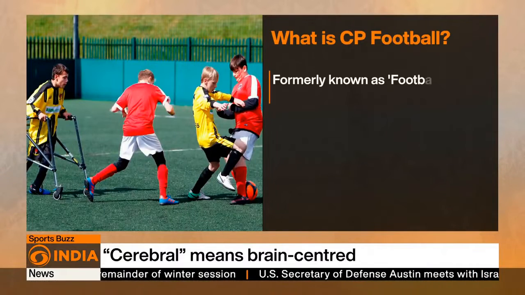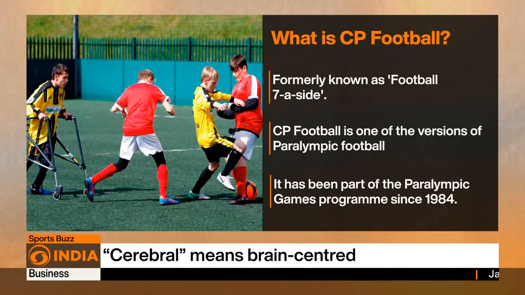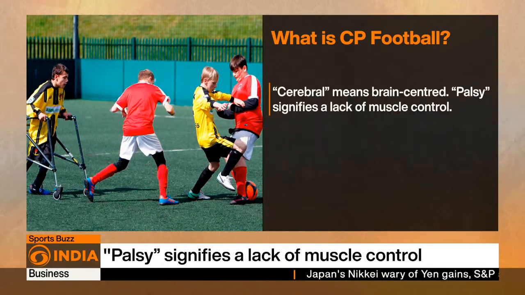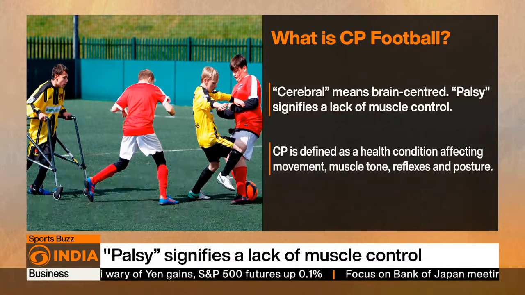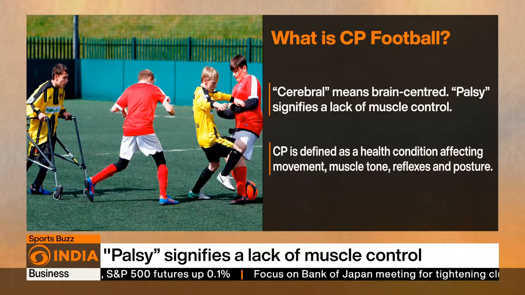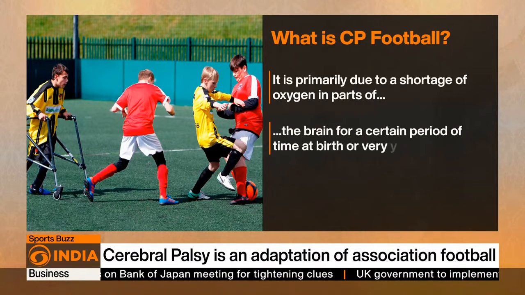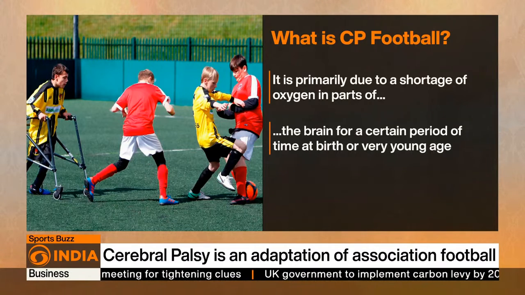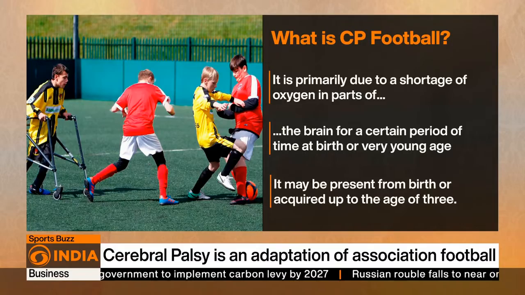Formerly known as Football 7-a-side, CP Football is one of the versions of Paralympic football and has been part of the Paralympic Games program since 1984. Cerebral means brain-centered. Palsy signifies a lack of muscle control. Cerebral palsy is defined as a health condition affecting movement, muscle tone, reflexes and posture, primarily due to a shortage of oxygen in parts of the brain for a certain period of time at birth or very young age. It may be present from birth or acquired up to the age of 3.